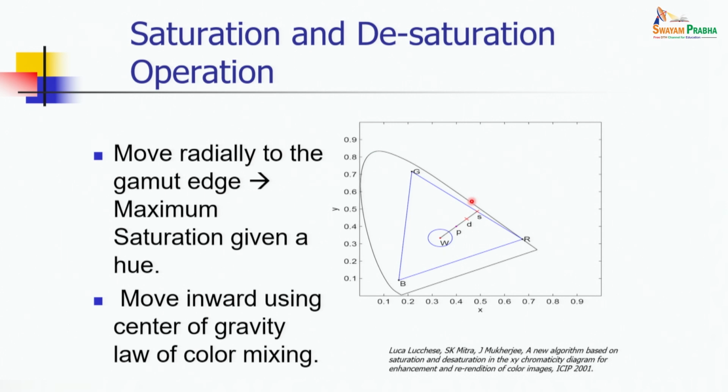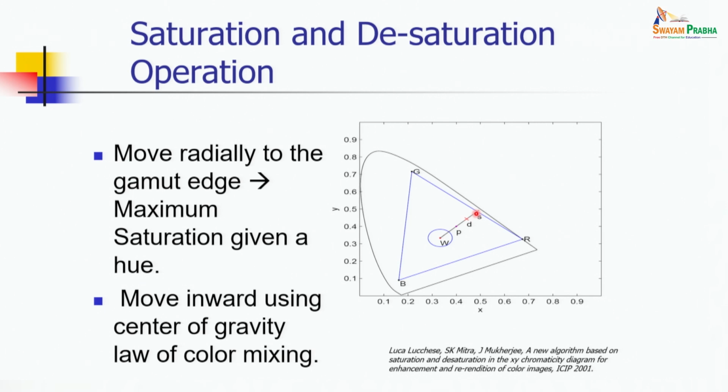It is more appropriate because, suppose you have a color point at P, and as I mentioned, if you move radially, you are going towards more and more saturated color points. But there is a limit, because outside this triangle you cannot represent any color. So the maximum saturation point would be the intersection of this line, from the white point through the color point, with the triangle. That is the maximum saturation point.